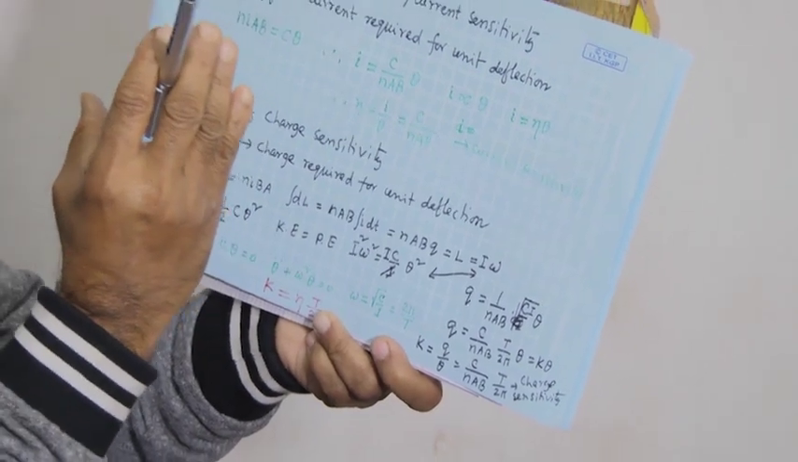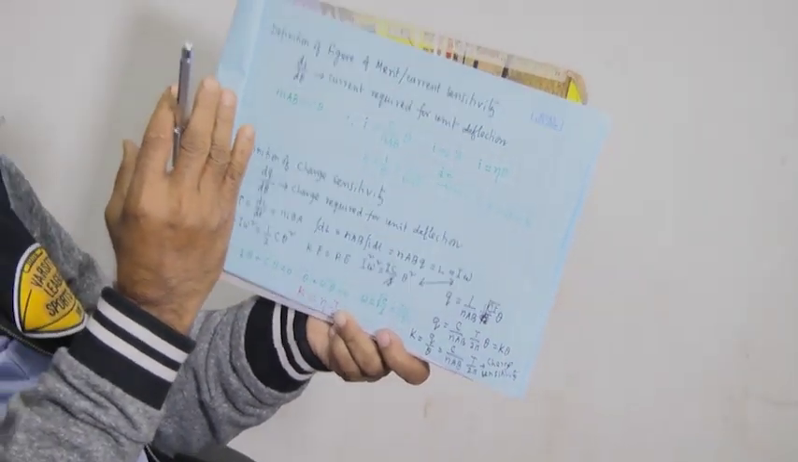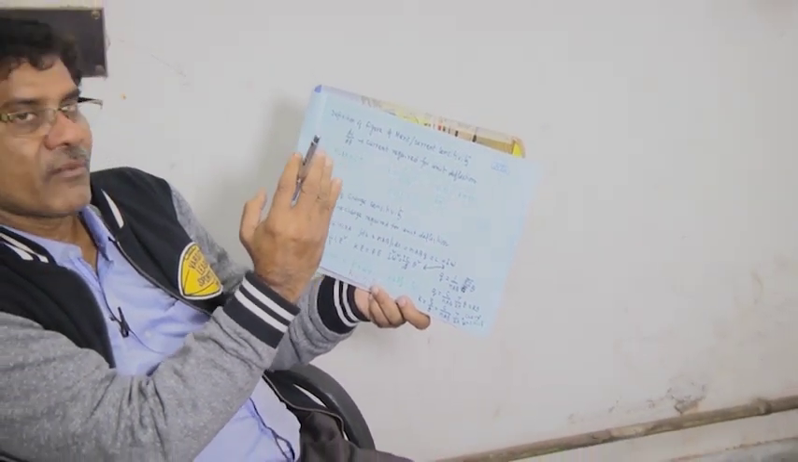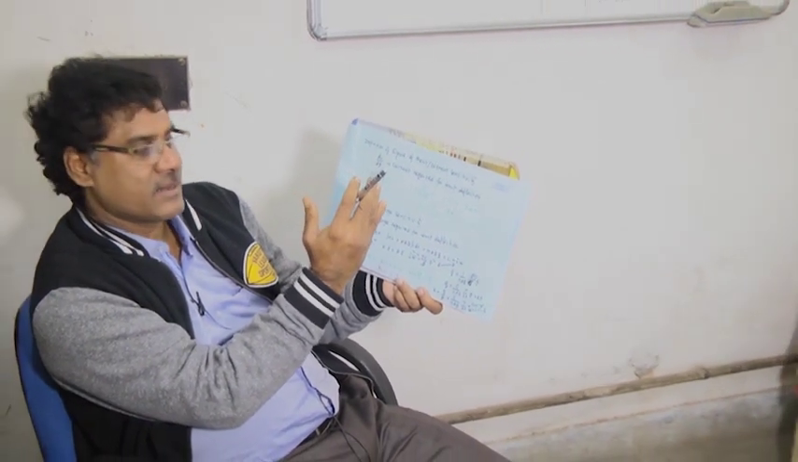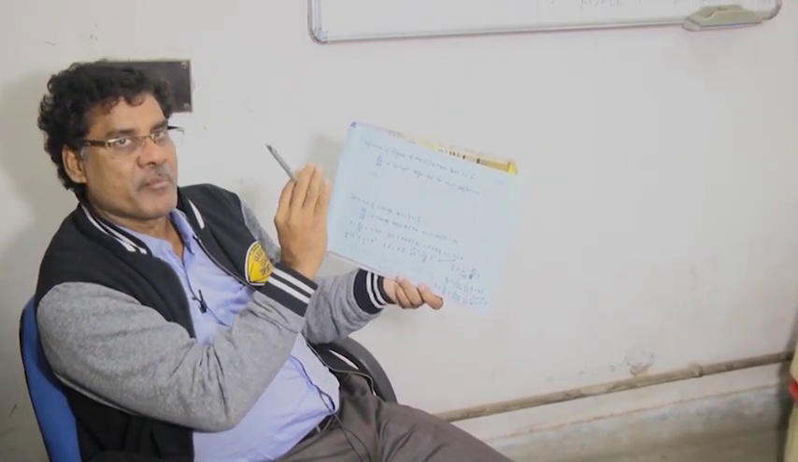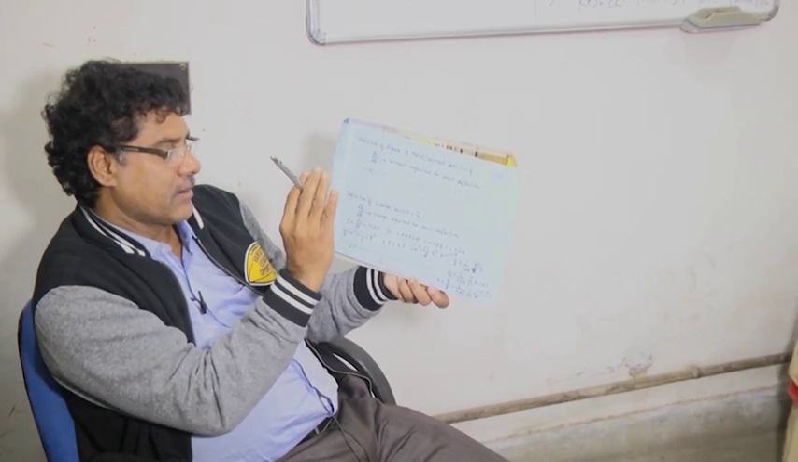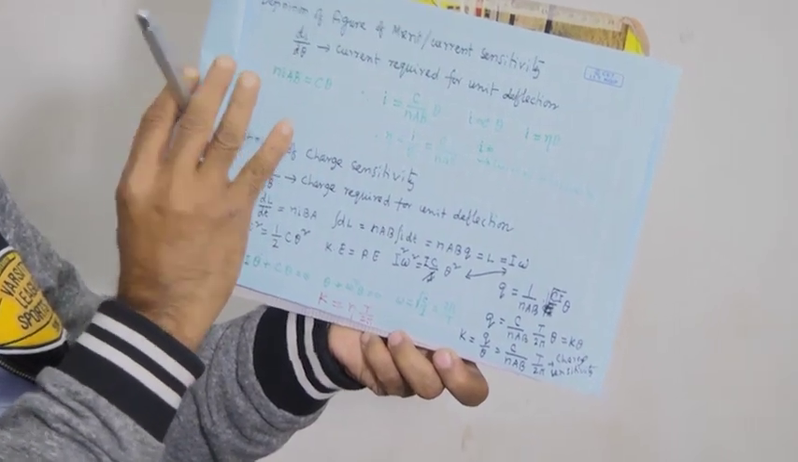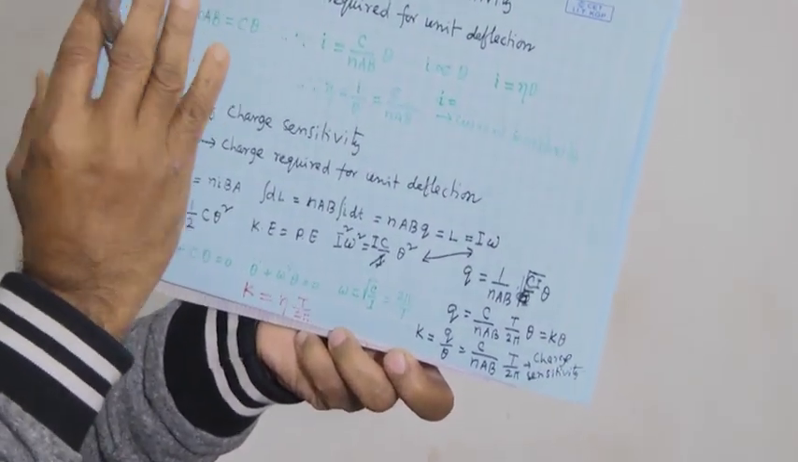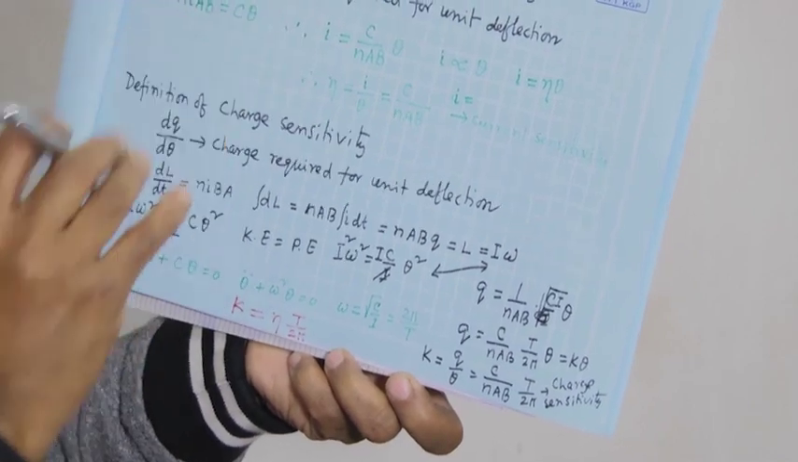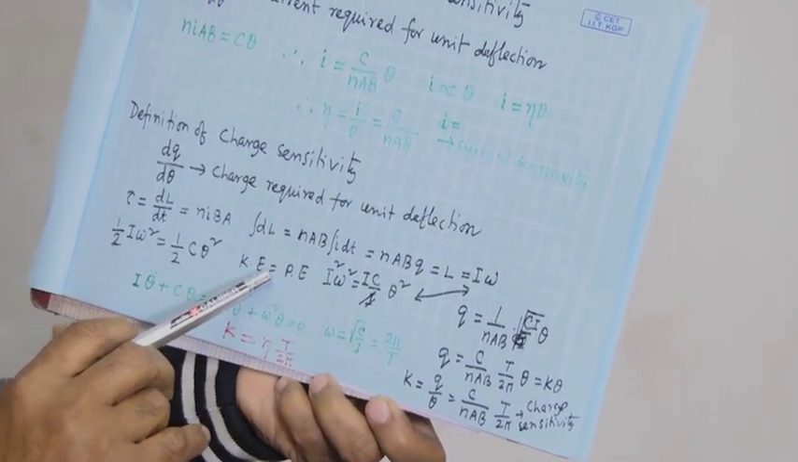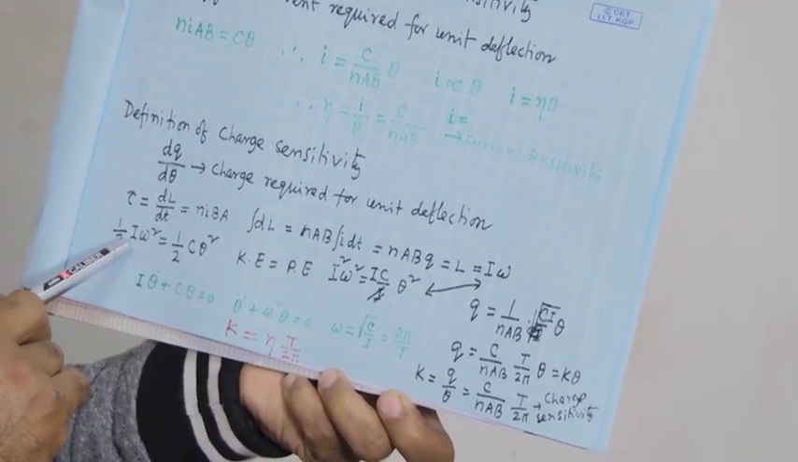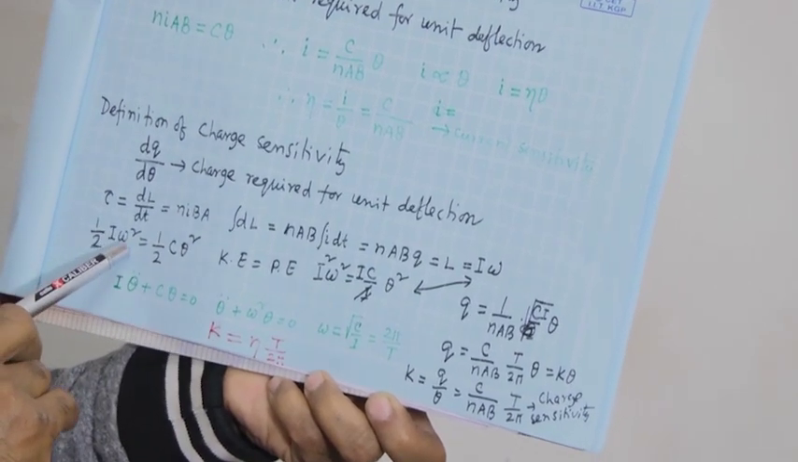At the stop position, the system will have completely potential energy. At the beginning the system will have completely kinetic energy. So due to this deflection, kinetic energy is converted into potential energy, right? These two energies will be the same: kinetic energy will be equal to potential energy. Kinetic energy is half mv squared, so half m is replaced by I and v is replaced by ω, giving half Iω squared.